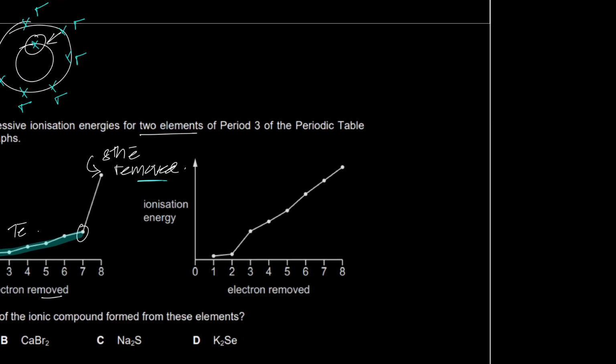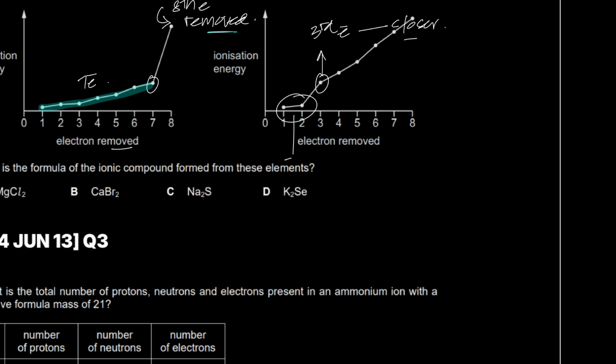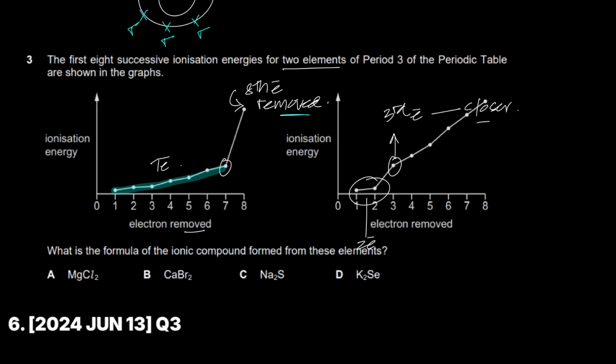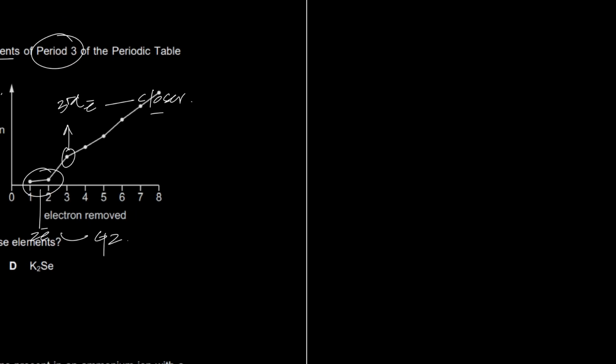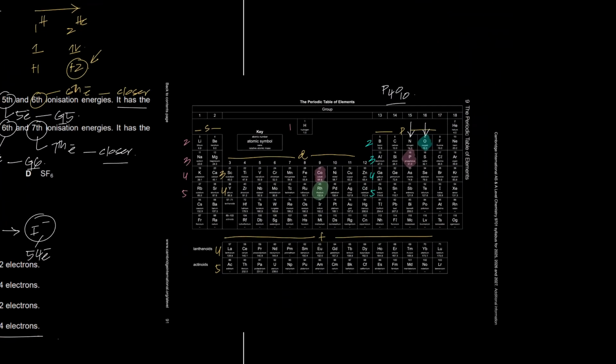That's how you realize. And similarly here, there's a big jump between the second and the third ionization energy, which means that the third electron is removed from a shell closer to the nucleus. So the outermost electrons should be 2. They're both in period 3, but if the outermost electrons are 2, this should be in group 2 period 3, and the other should be in group 17 or group 7 period 3. So one is in group 2 and the other one is in group 7. Check this out.